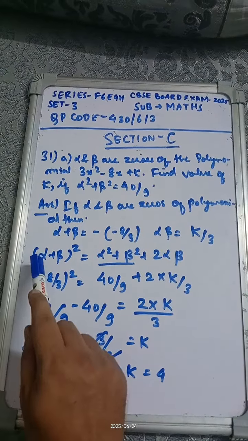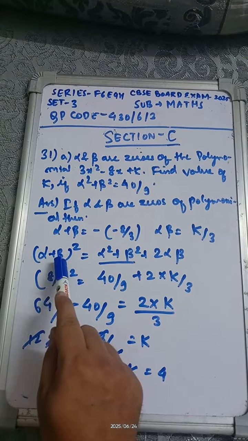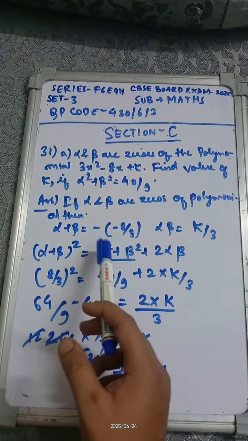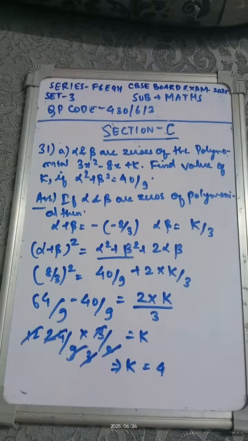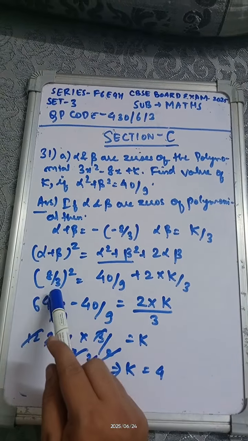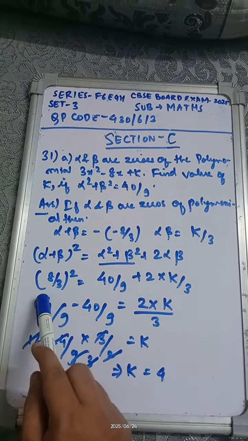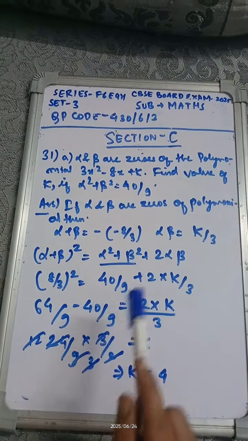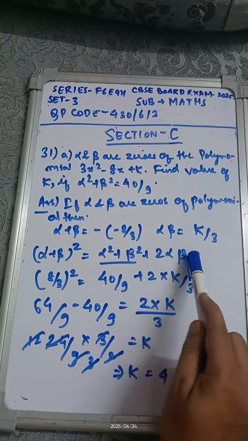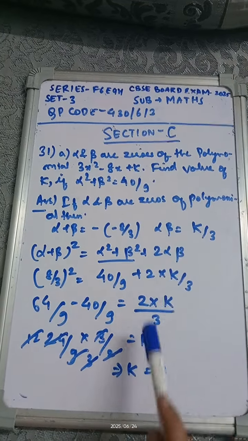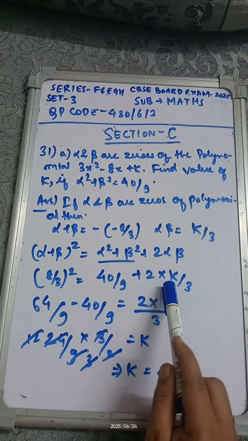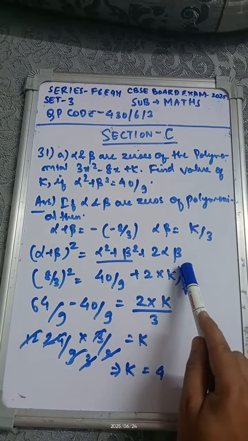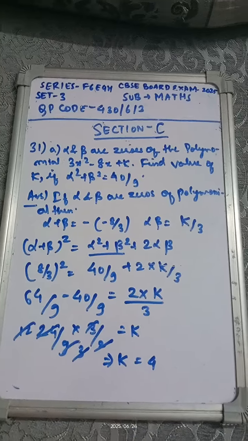Now let's solve this equation. Alpha plus beta, where alpha and beta are the roots of this polynomial, whole square equals to, can be written as alpha square plus beta square plus 2 alpha beta. Now alpha plus beta value is 8 by 3. Simply I am taking this value. Alpha square plus beta square value from the question is 40 by 9. 2 into alpha beta product is k by 3. So I have started this question like this. This is the equation which came to my mind, and finally getting the value of k equals to 4, which you can see.